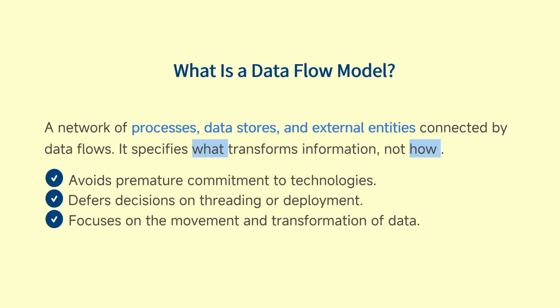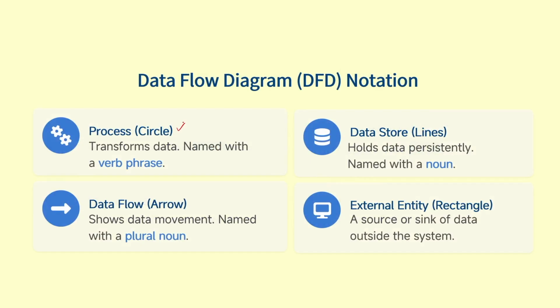So data flow, again we are trying to revisit this. It is going to be a network of processes, data stores and external entities which are connected by the data flows, and it is trying to specify what and not how. Okay. So for the data flow diagram notations, the process is represented as a circle, data flow is represented as arrows, data stores say something about the databases, and the external entity, if you have one, is going to be in a rectangular format.